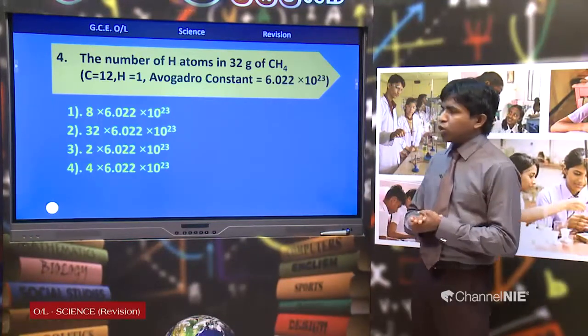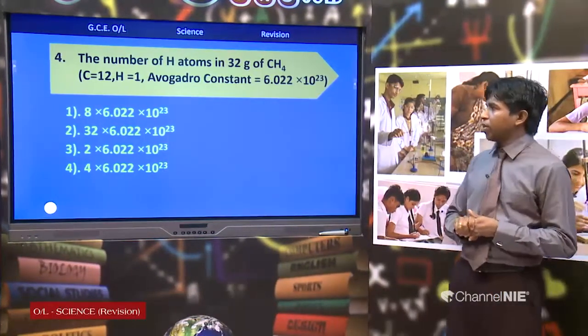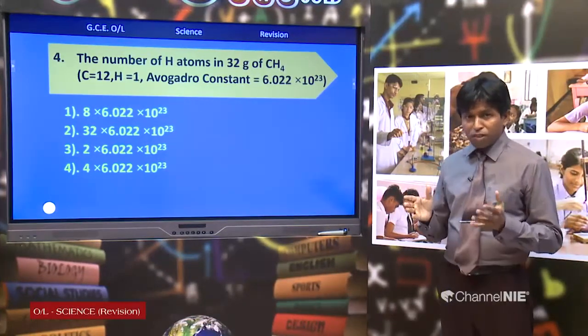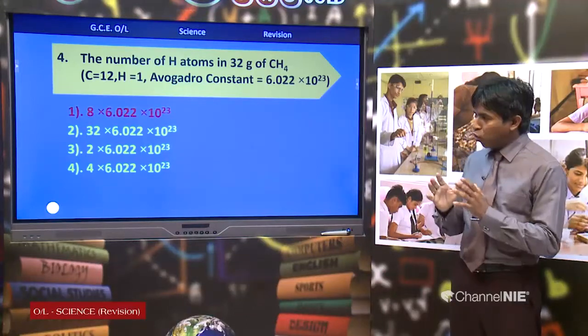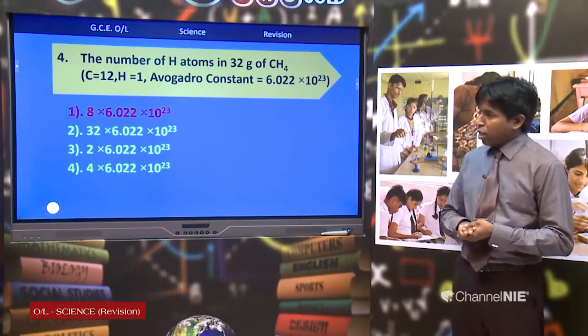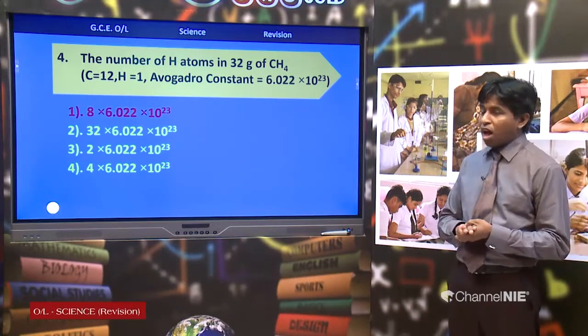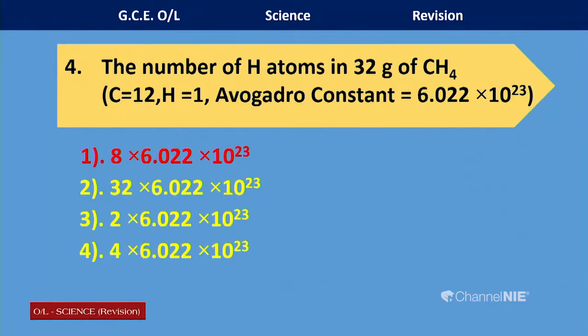If you are to find the number of CH4 molecules, the answer will be the second one. Then you get 2 moles into Avogadro constant, giving CH4 molecules. Imagine if you are to find the number of carbon atoms, then 2 moles of CH4 multiplied by 1, because carbon is only 1 mole in CH4, into Avogadro constant.